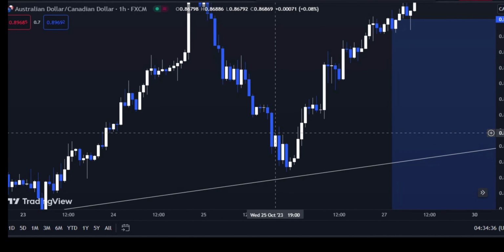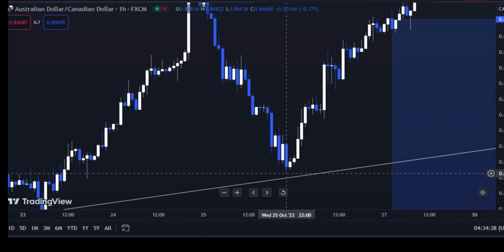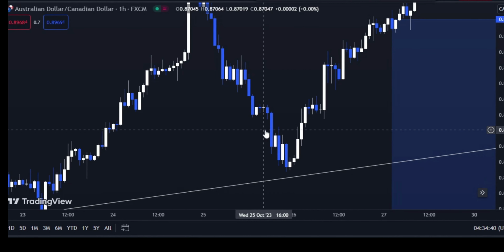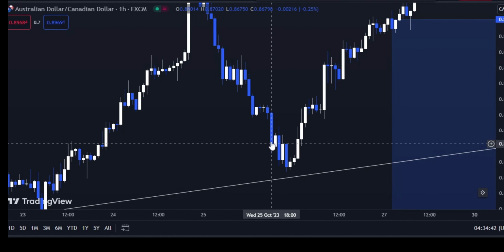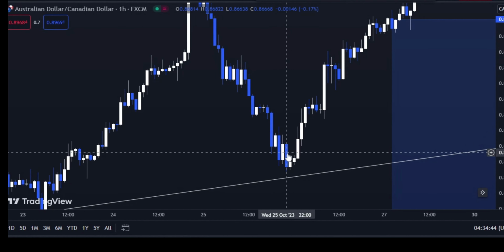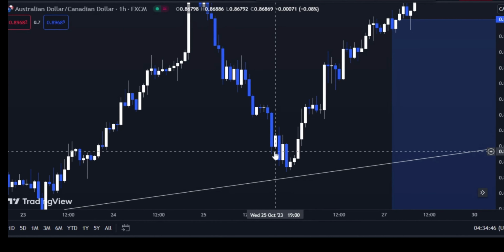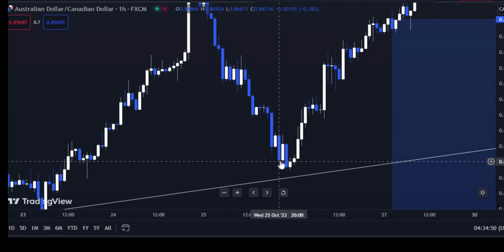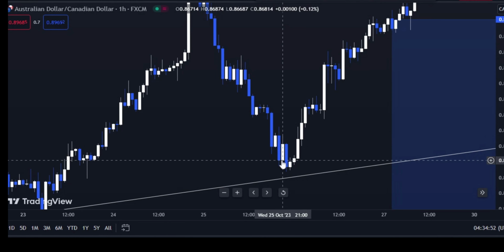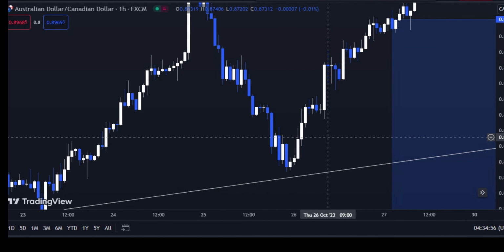These candles here took out the high of these candles, but price never took out the low. So this is not a valid pullback here. This is not considered a valid pullback. This is just another price action. So I hope you guys have understood this lesson.